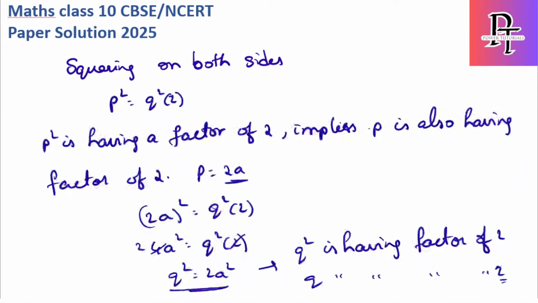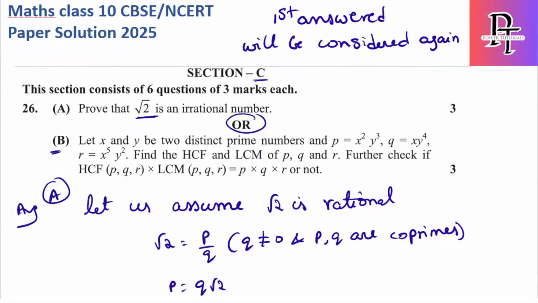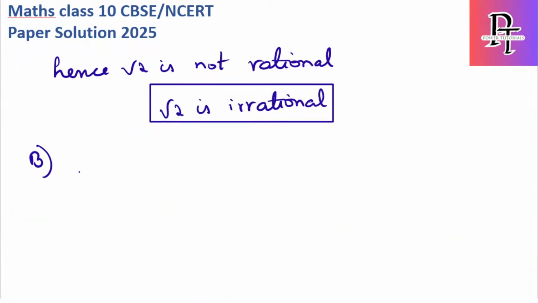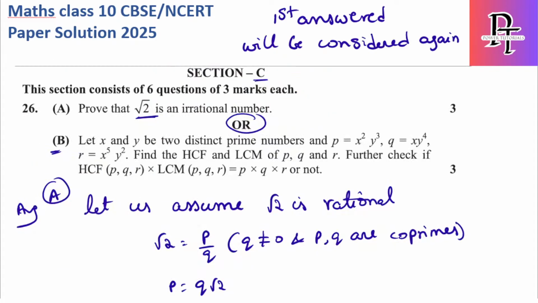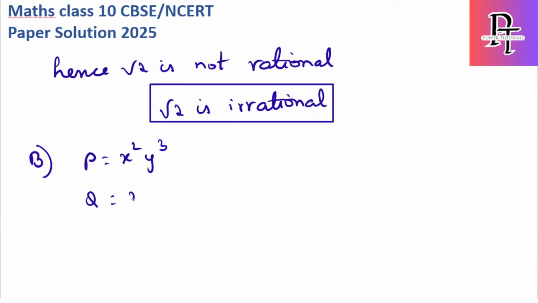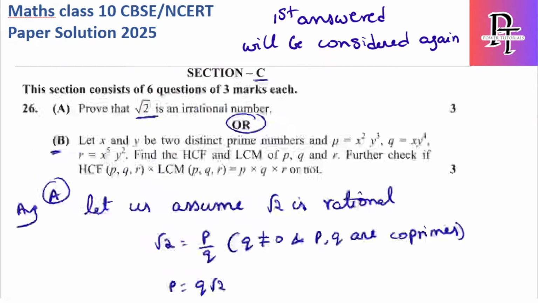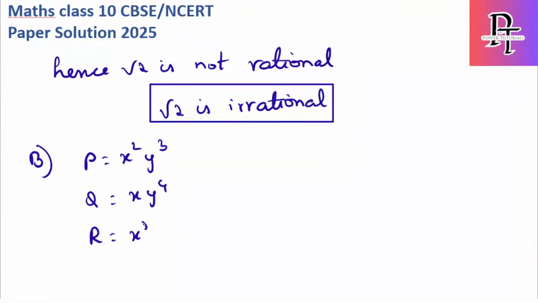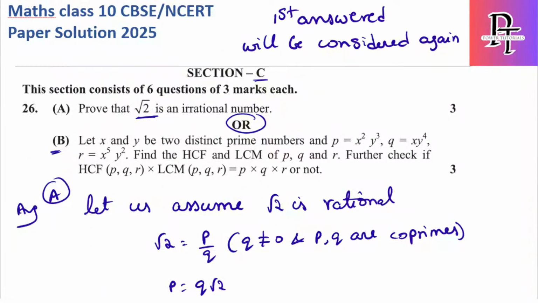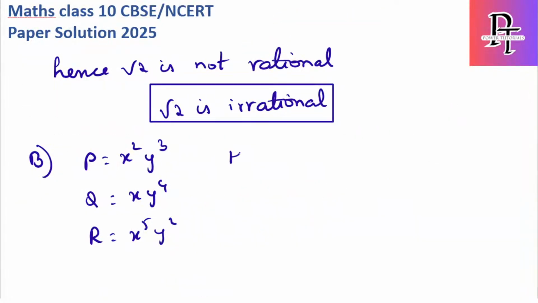So what they're saying: P is x square y cube, Q is x y power 4, and R is x power 5 y square. What they're asking is to find the HCF and LCM. Okay, first is easy, HCF.